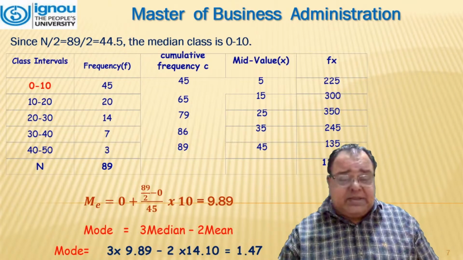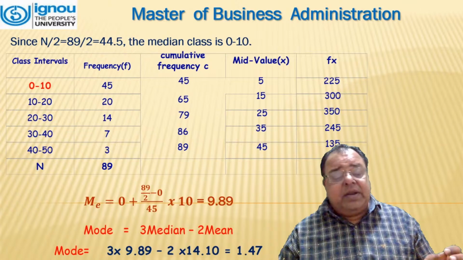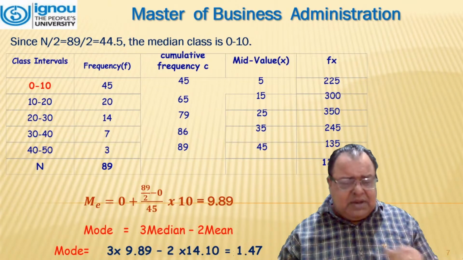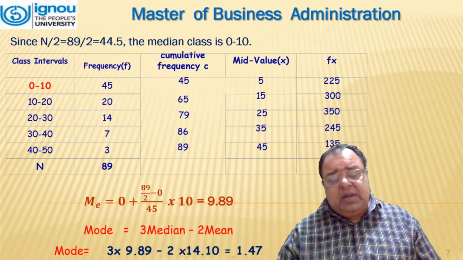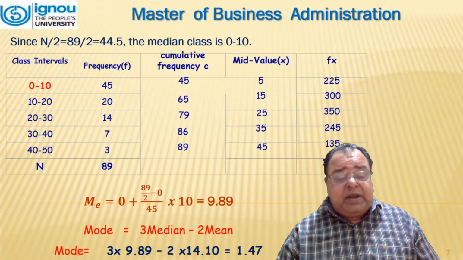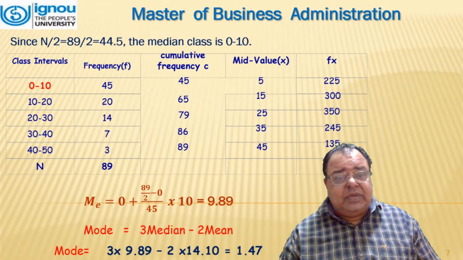Now here the thing is that, as we know, there is an empirical relation between mean, mode, and median. So straight away, without doing more of the calculation, we can evaluate mode. Mode is equal to 3 median minus 2 mean. After putting up the value, we will get mode equal to 1.47.